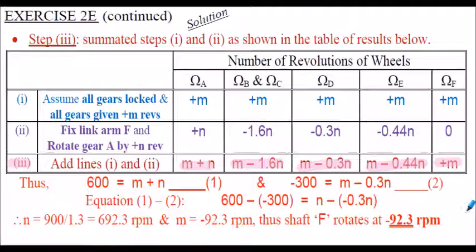From row 3 of our table, we can now generate appropriate simultaneous equations related to the speeds we're given in the question. The speed of gear A, that was 600, so I'm taking this equation. So the speed of gear A is equal to m plus n. That's where the 600 equals m plus n comes from. I call that equation 1. I'm also taking the speed of gear D, which was given in the question. That would be negative 300 because of the sense given in the question. It's going anti-clockwise, whereas the 600 goes clockwise, and that equates to m minus 0.3 n here. I call that equation 2, just giving them handles, that's all.